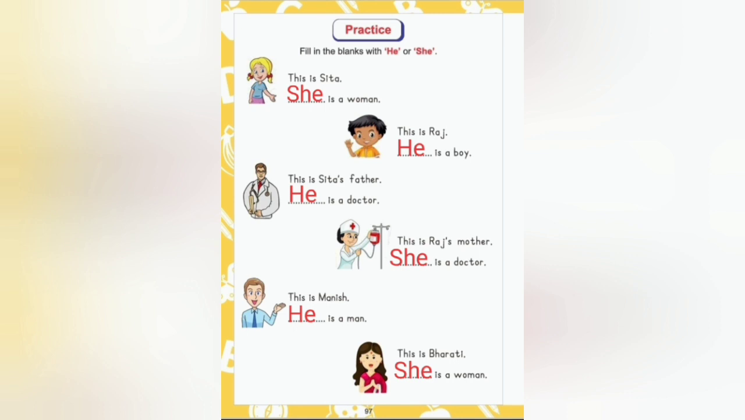Next is, this is Sita's father. Dash is a doctor. So, father means man. So, we will write H-E, he. This is Raj's mother. Dash is a doctor. So, when we read mother, we write she. S-H-E, she. Then is, this is Manish. Dash is a man. We will write he. H-E, he. And the last one is, this is Bharti. Dash is a woman. We will write she.